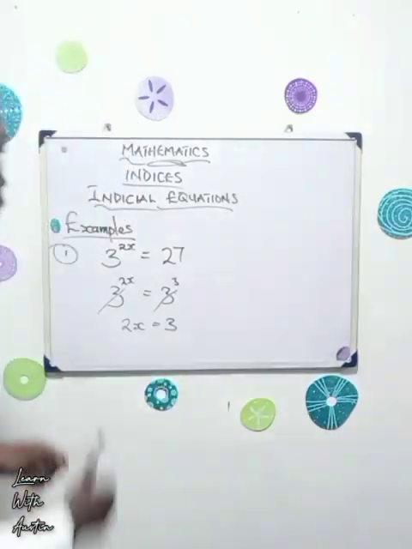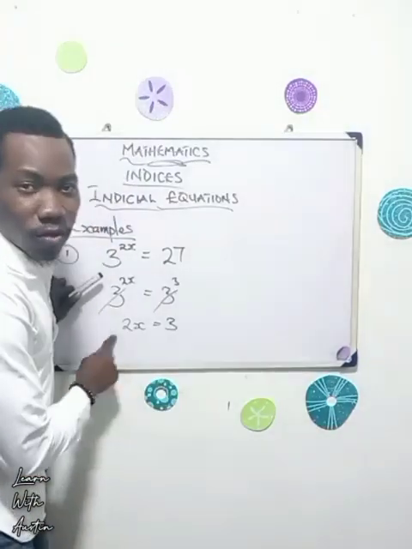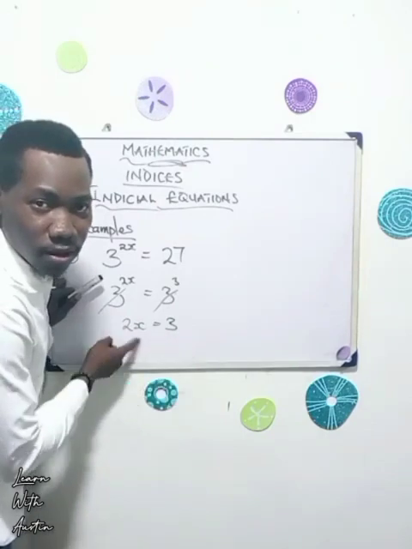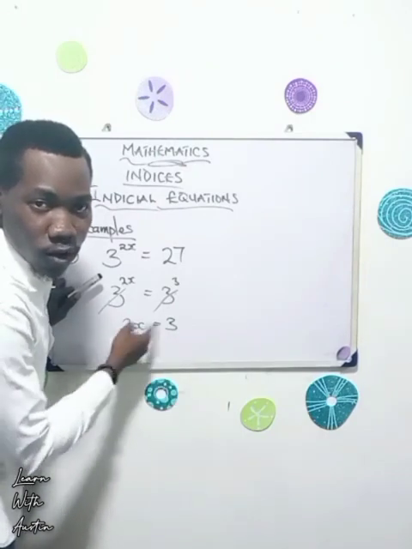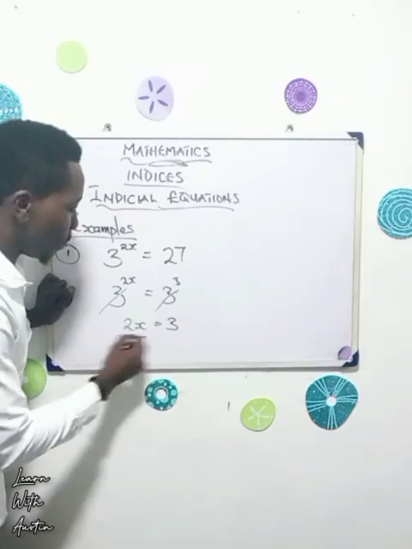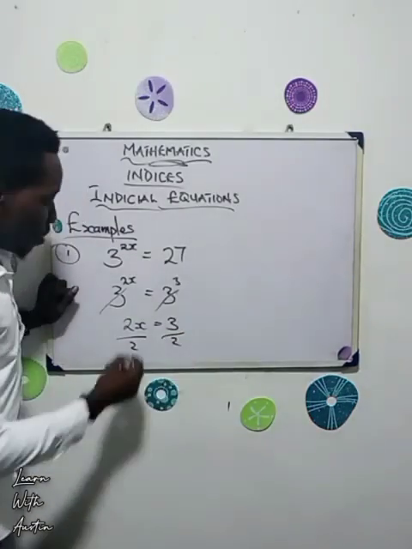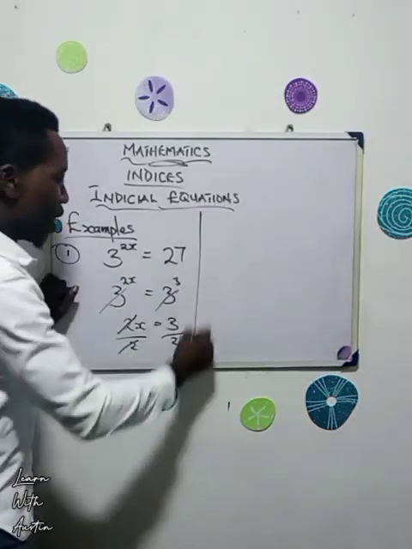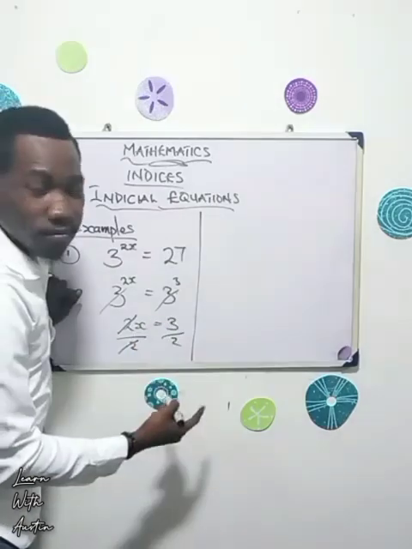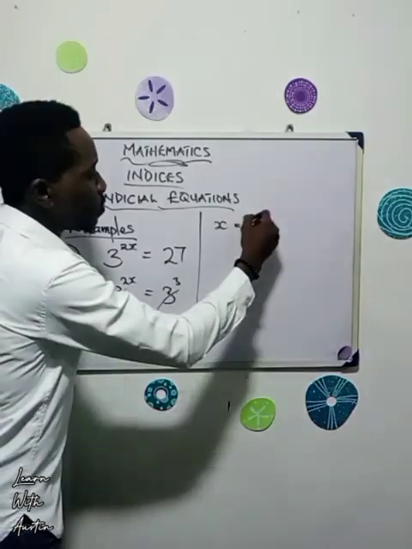Exactly. So we need the value of x, right? What we're going to do is to divide both sides by the coefficient of x, which is 2. So we need to eliminate this 2. So we divide by 2, divide also by 2. Then 2 cancels 2, and our x now equals 3 over 2. So x equals 3 over 2.